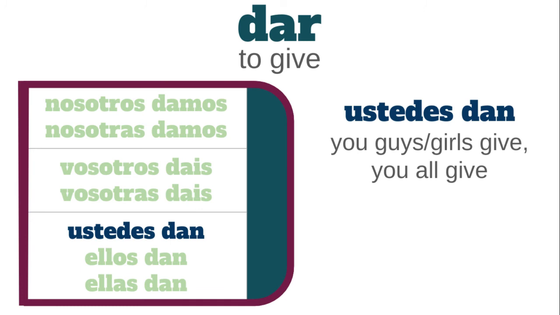The next one is ustedes dan. You guys or girls give, you all give. This can be used for a more formal situation with people you call by their last names. And in most of the Spanish-speaking world, it can also be used when you're speaking to a group of people that you call by their first names, with exceptions in parts of Spain where vosotros is used, and a few other exceptions.